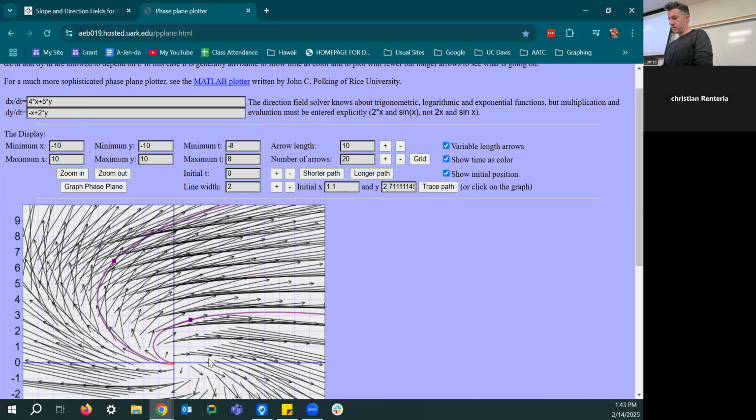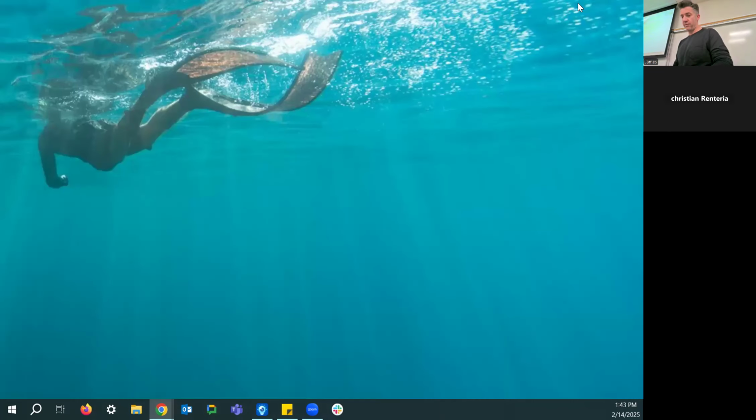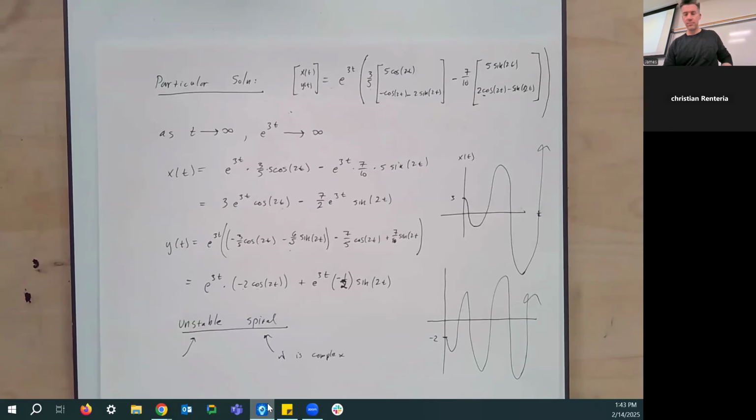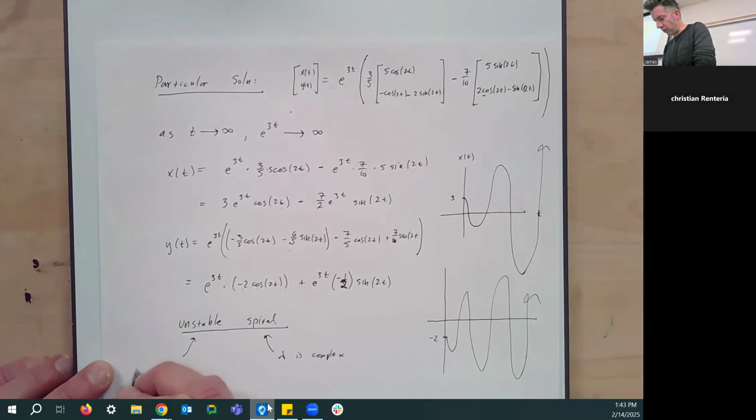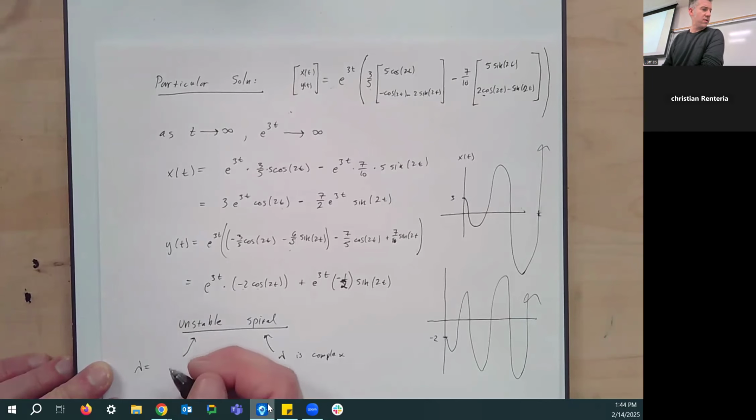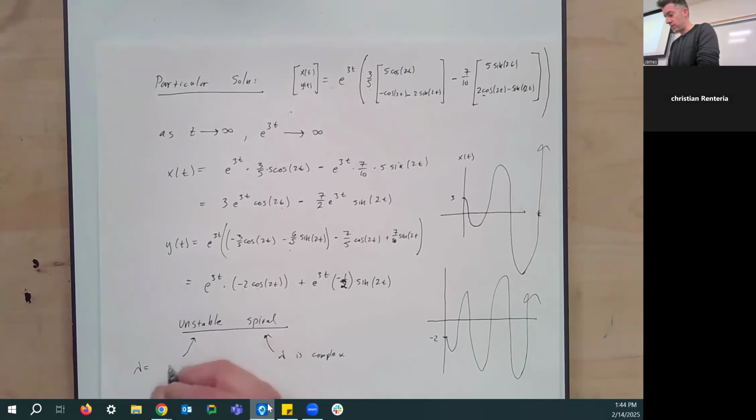So this is certainly an unstable spiral. And we mostly know that based on the fact that it's a spiral because our eigenvalue is complex. It's unstable because the real part is positive. Since our eigenvalues were 3 plus or minus 2i, the fact that that 3 is positive is what's making it unstable.